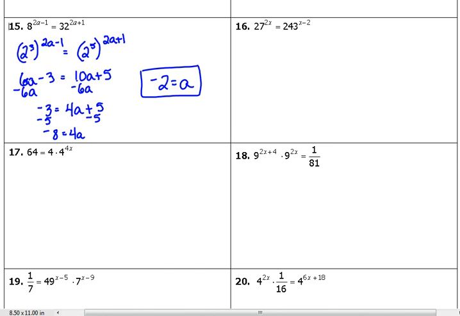Number 16. 27 and 243. Okay, 3 cubed is 27. 3 to the 5th is 243. Y'all work on that one.